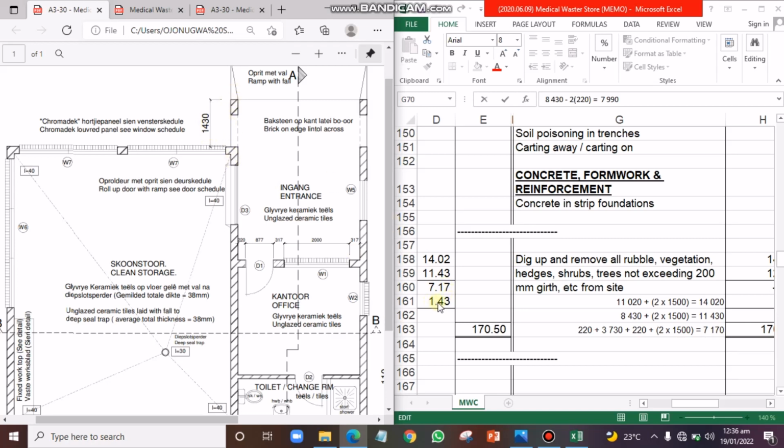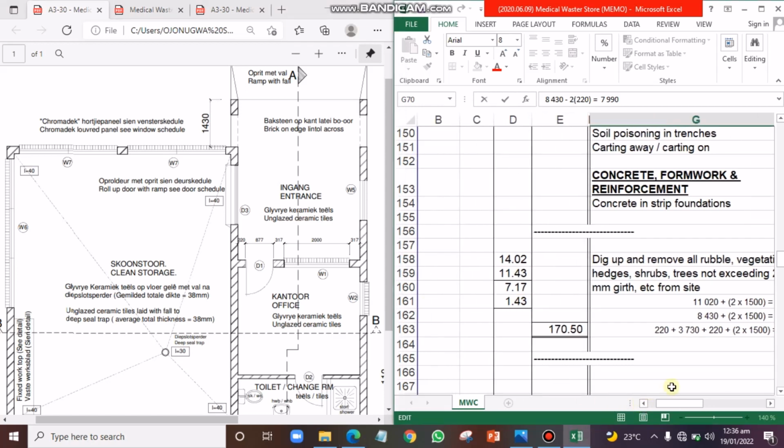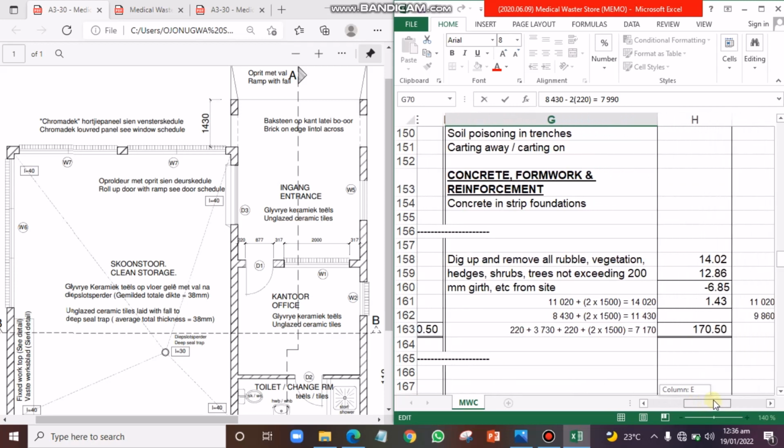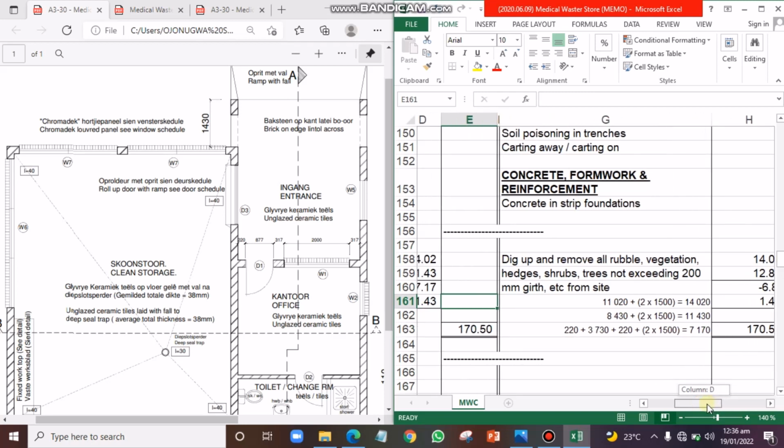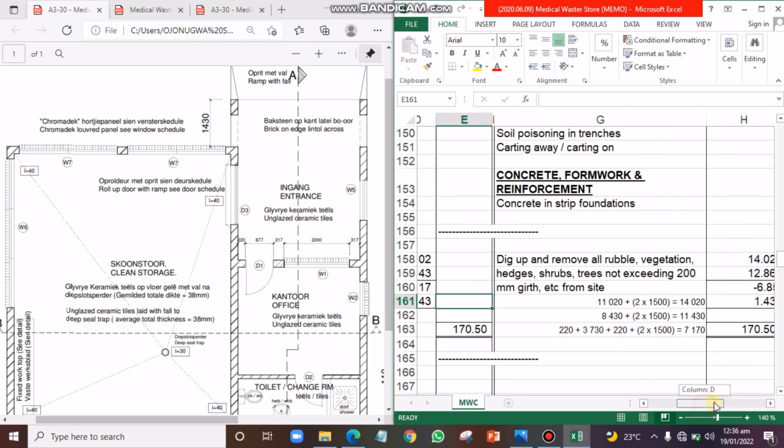So we have it as by 1.43. So that is what we have for our topsoil excavation. All you need to do is to multiply these two values, 14,000 by 11,000. Any answer you have, you can put it down here. Multiply these two, put it down here as well. Sum them up together, you are going to have 170.50 meters square. So that is the area, the quantity in area, for the topsoil excavation.